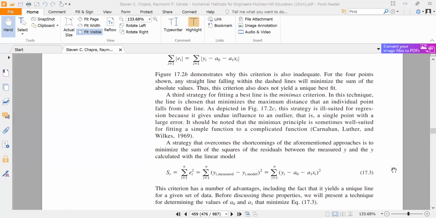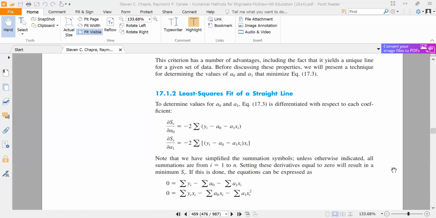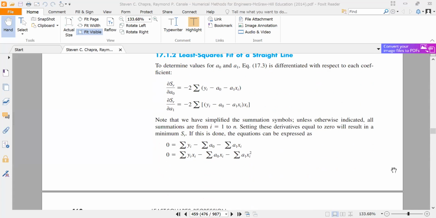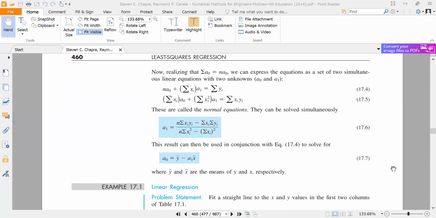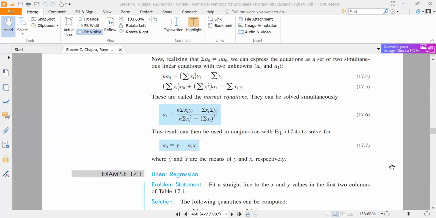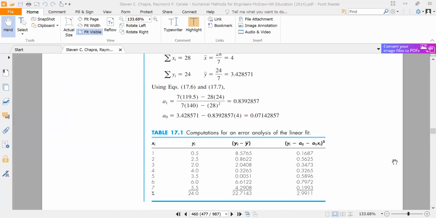Then 17.3 we have already discussed. By using 17.3, we derive these equations, equations 17.4 to 17.6. Using these, we have already solved the equation for a particular small example, and you have a big example there. In example 17.1, you try to have a look.